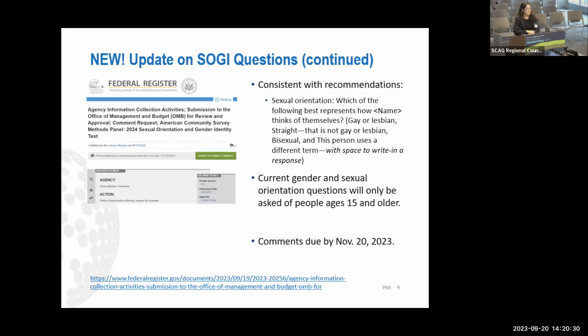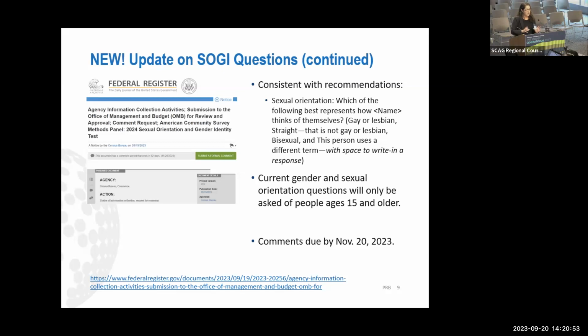In addition, there will be a question tested on sexual orientation that will ask, does this, and it will have the name of the person automatically filled in for the online survey or by the field worker, person think of themselves as gay or lesbian, straight, that is not gay or lesbian, bisexual, or this person uses a different term, with a write-in box for that.